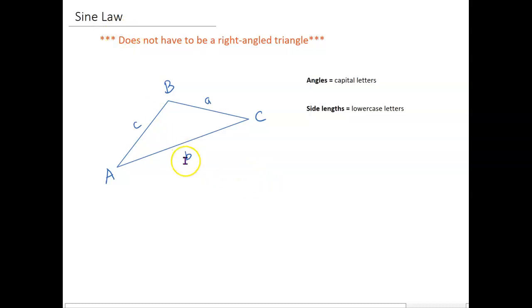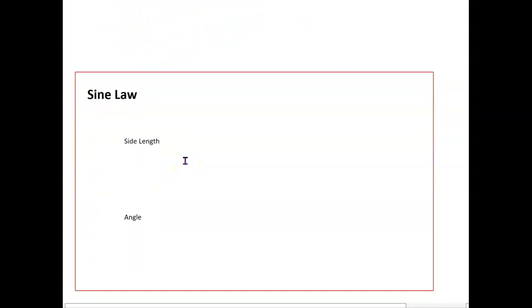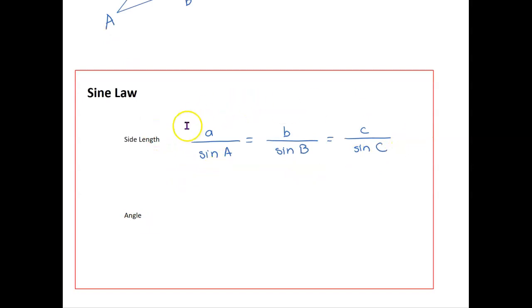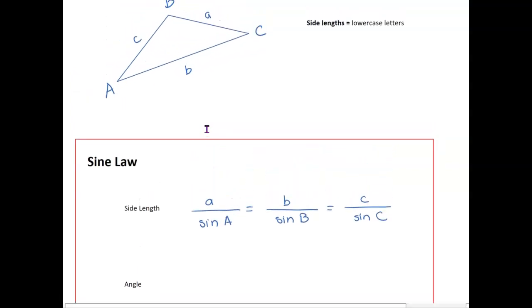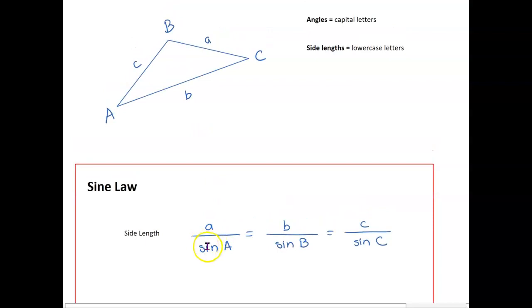So what is sine law? Sine law can be written in two formats: one where we're discussing the side lengths and one where we're discussing the angles. They are the exact same formulas, but one is more convenient for one type over the other. So here is the sine law written for side length, where it's the ratio of side length a over the sine, remember that trig ratio sine, of the angle A. This ratio is equal to the ratio of the side length b over the sine of the angle B, and that is also equal to the ratio of side length c over the sine of the angle C.